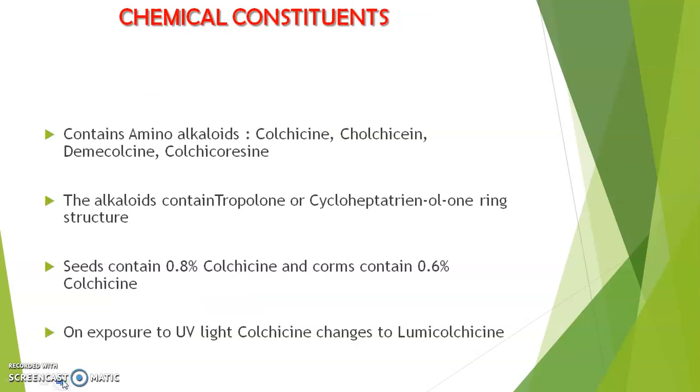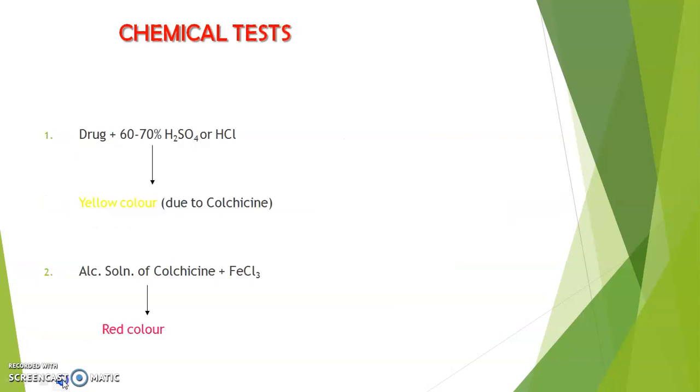Chemical constituents: it contains amino alkaloids, colchicine, colchicoside, demecolcine, and colchicine. Alkaloid contains tropolone and cycloheptatrienone ring structure. Seed contains 0.8% colchicine and corms contain 0.6% colchicine. On exposure to UV light, colchicine changes to lumicolchicine.